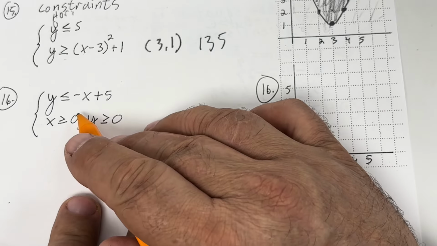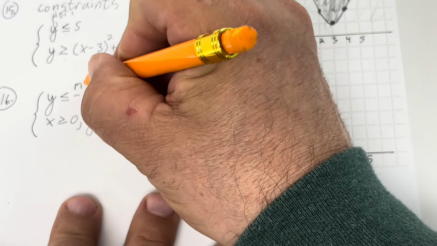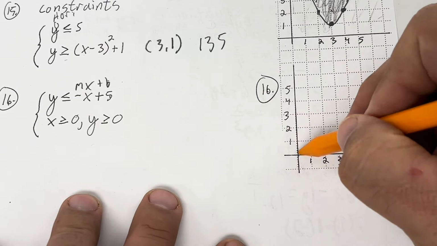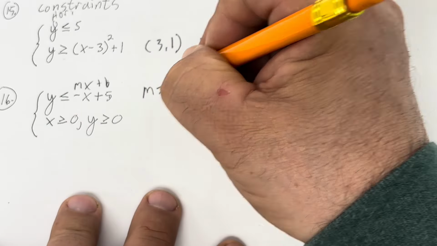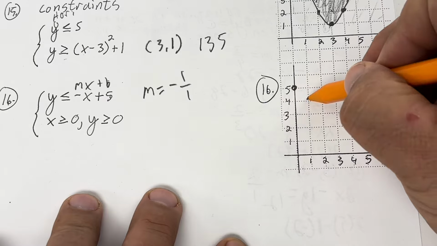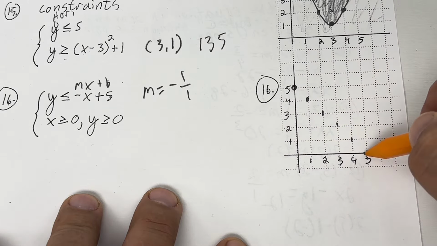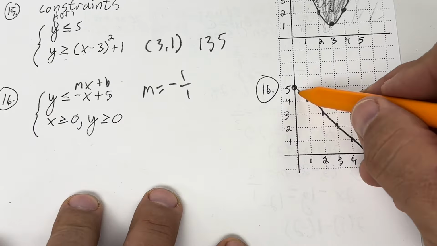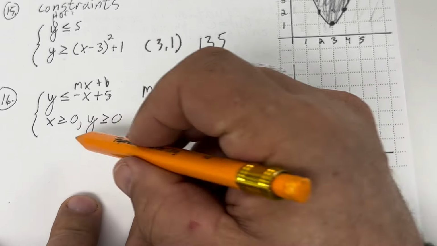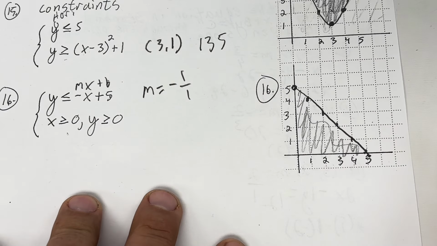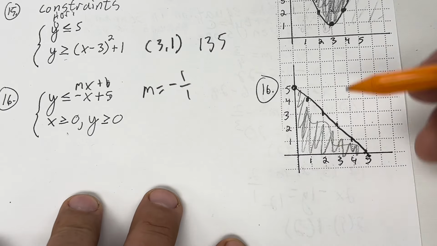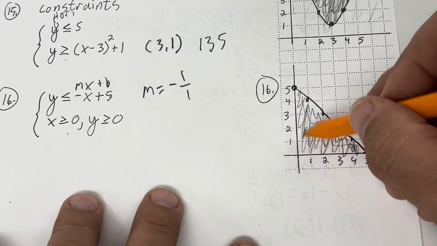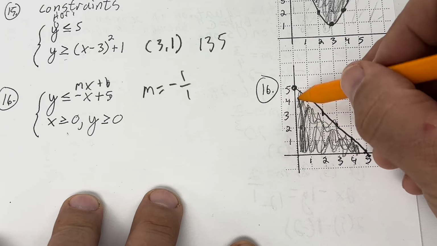y is less than or equal to negative x plus 5. If I mx plus b this, I begin at 5. And my slope is negative 1 over 1. Down 1 over 1, down 1 over 1, down 1 over 1, down 1 over 1. Connect the dots. y is less than, so I'm going to shade below the graph. And notice it says x is greater than 0. That's to the right of that y-axis. y is greater than 0, that's above the x-axis. So this is my area of shaded region, and that's my feasible area.